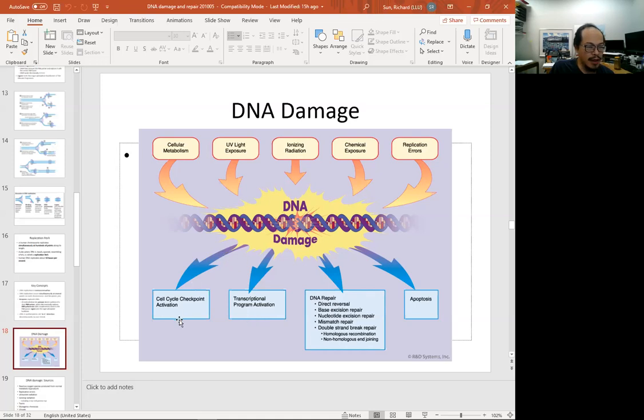and it can also activate the checkpoints through the cell cycle. Remember that we have G1, S, G2, and the mitosis. In each phase, we have designed a checkpoint to make sure that the cell is okay. So with this damage, it will trigger the checkpoint, and the checkpoint will induce several other things. It can induce apoptosis, it can induce DNA repair, it can induce the transcriptional reaction to it. So that's that.